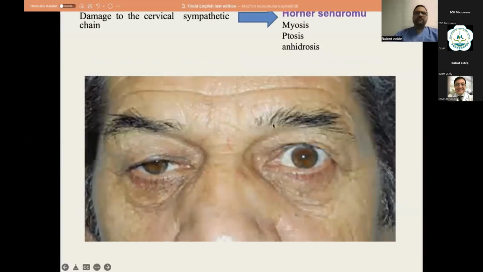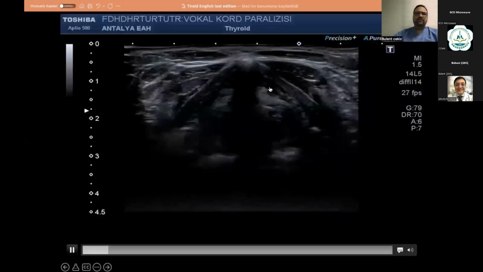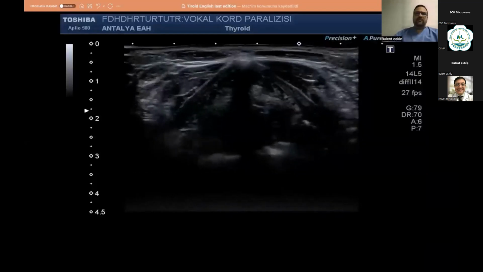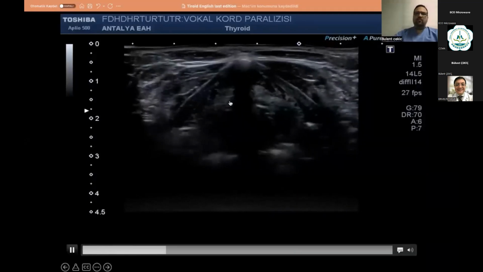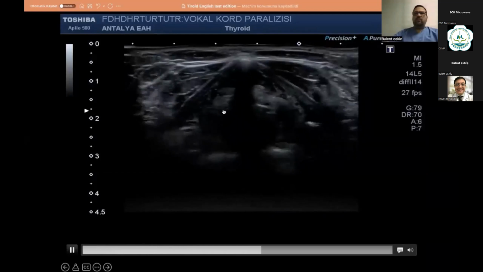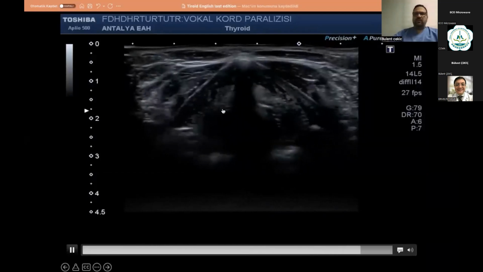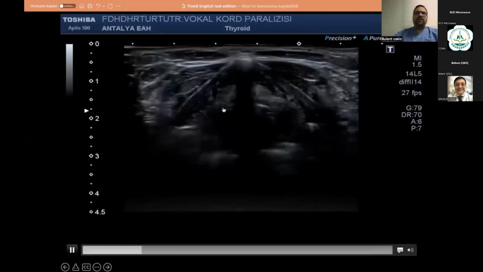It's my complications. In the beginning, we didn't use hydrodissection, and we see here damage of the cervical sympathetic chain, and it results in Horner syndrome: miosis, ptosis, and anhidrosis. And here is another of my patients. And we have here right vocal cord palsy because we have thermal damage of the right recurrent laryngeal nerve.